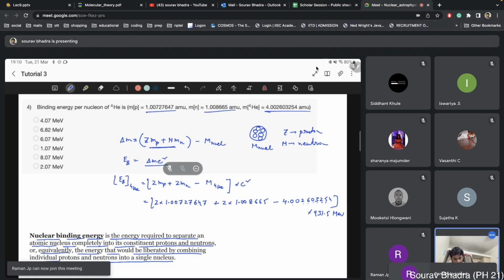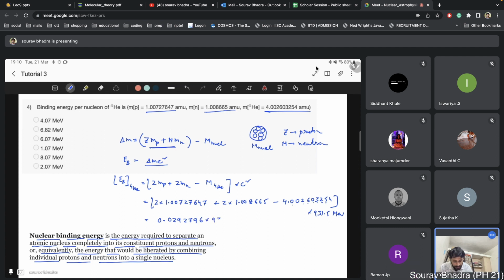If you calculate, you will get 0.02927996 times 931.5 mega electron volt, which will give you 27.70 MeV.